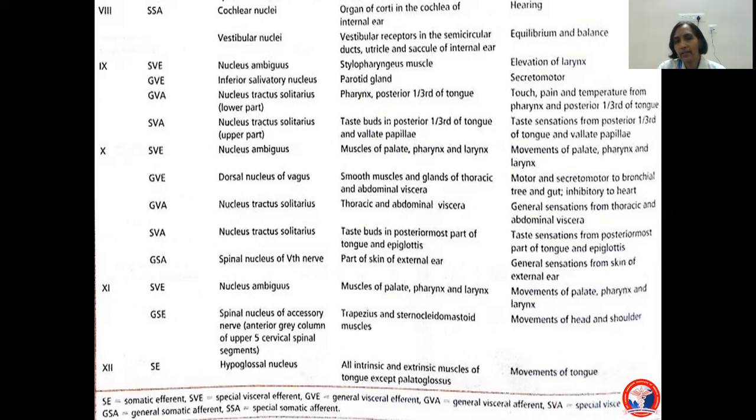Now the last cranial nerve, that is the 12th cranial nerve, is the hypoglossal nerve. It's a purely motor nerve, so it has only one component, and that is somatic efferent. The hypoglossal nerve supplies all the muscles of the tongue except the palatoglossus, and these muscles are responsible for movements of the tongue. So in this way, we now conclude the class.